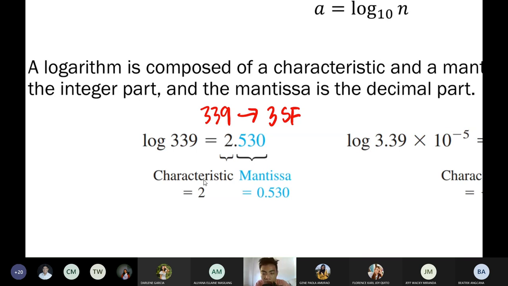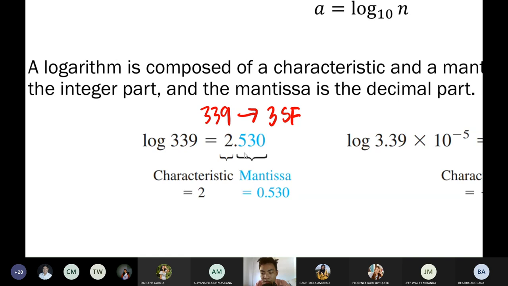So where will you start counting your sig figs? You start counting right after the decimal point, in your mantissa or your decimal places. Again, the characteristic is not considered significant; the mantissa, the decimal places, is where you are going to count your sig figs. So our mantissa is 530, or 0.530, which contains 3 sig figs. The 5, 3 and the zero, because of that decimal point. So this will be our final answer when doing log functions.